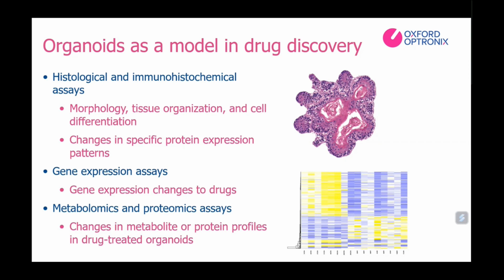Metabolomics or proteomic assays involve characterizing changes in metabolite or protein profiles in drug-treated organoids. Metabolomics and proteomics can provide information on changes in cellular metabolism, drug metabolism, and cellular response to drugs at the molecular level. These assays can help uncover drug-induced metabolic changes, identify drug metabolites, and gain insights into drug mechanism of action.